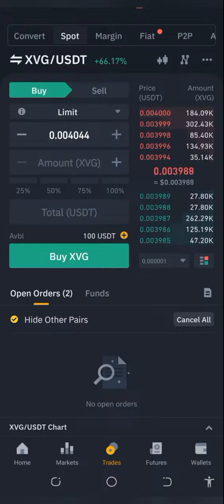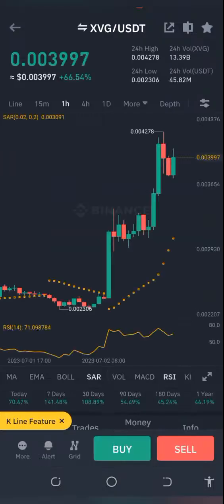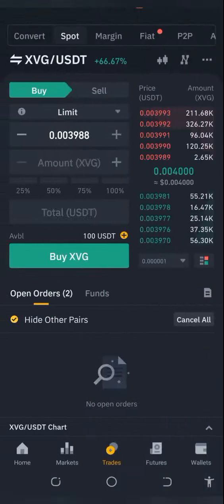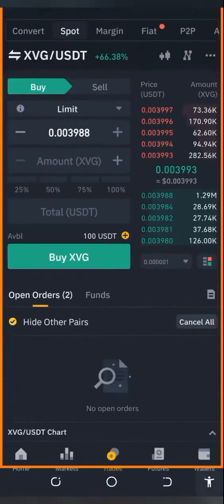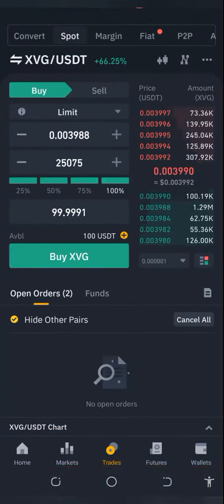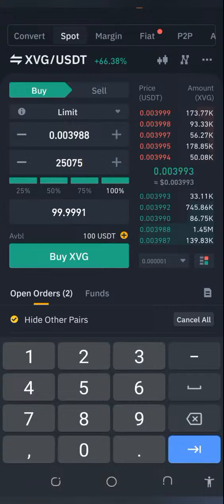Because it's in pump mode, we're just going to go ahead and buy. It's going up and down, but we just have to take advantage of this. So currently, what do we have here? We've got 100 USDT, so let's do a quick simulation. The price is actually really tiny, so we can get a lot of pieces from this.